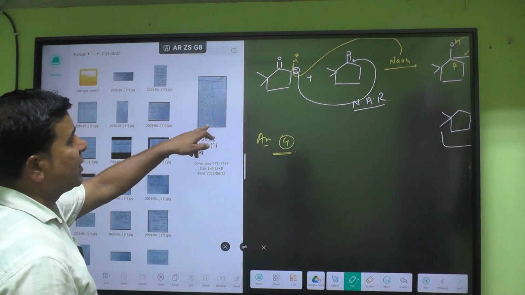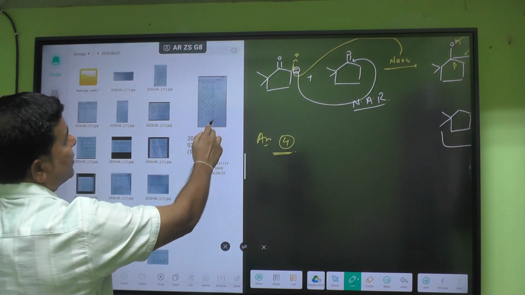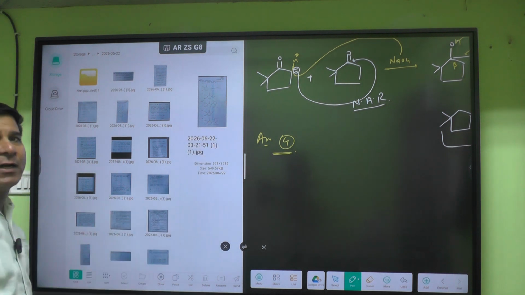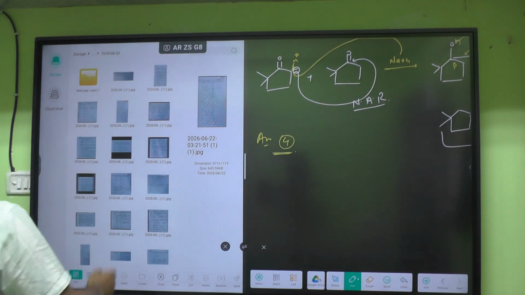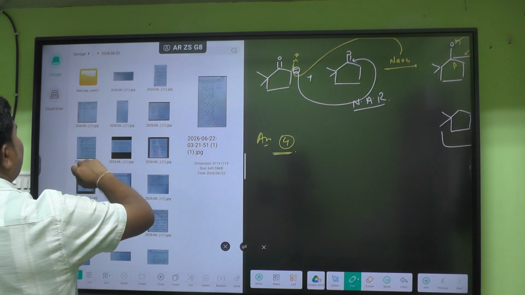So now the fourth option is here. It is the incorrect statement because this is not possible. It is alpha, beta, gamma. The pi bond is between beta and gamma. That's why it is not possible here. Okay, next question 51.